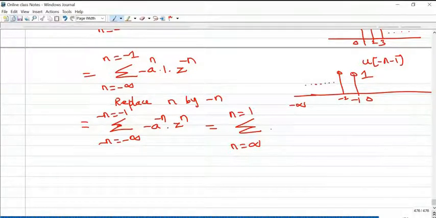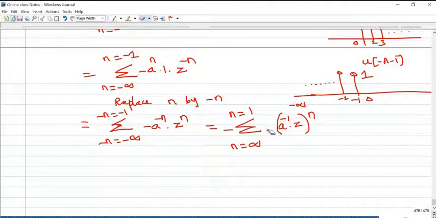Okay. Next, minus a power n. We need a power n formula. So minus a inverse, right? Minus a inverse into z power n. Take this minus outside, no issue. So a inverse dot z whole power n.